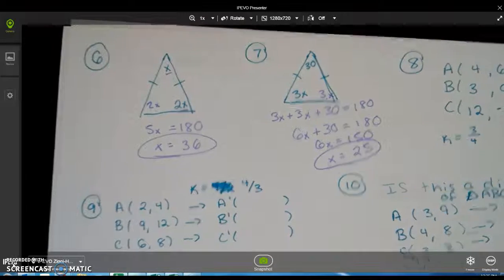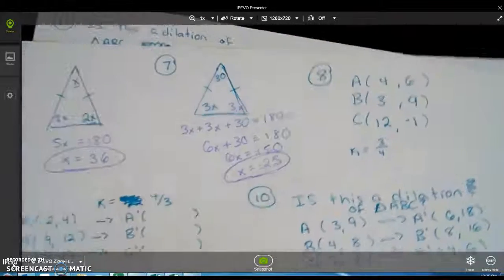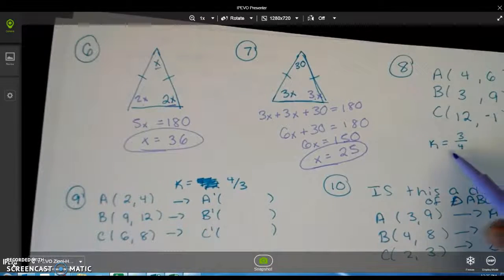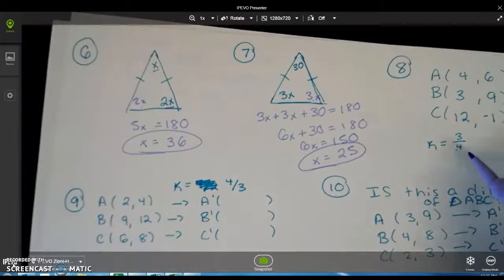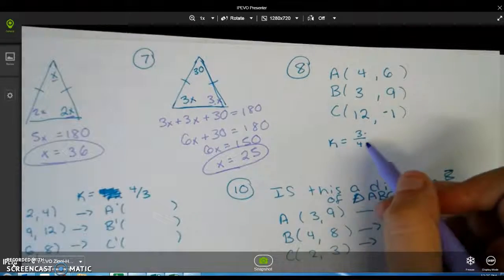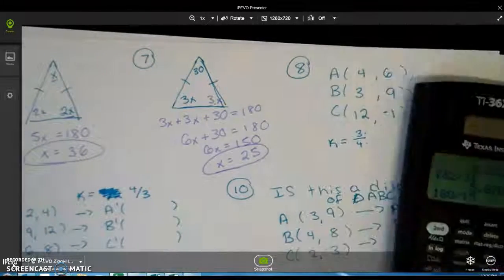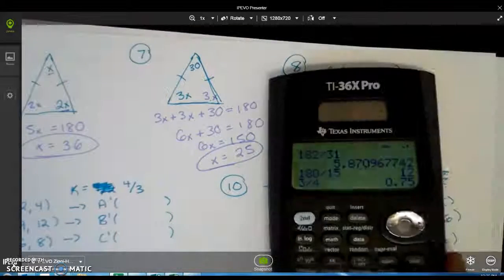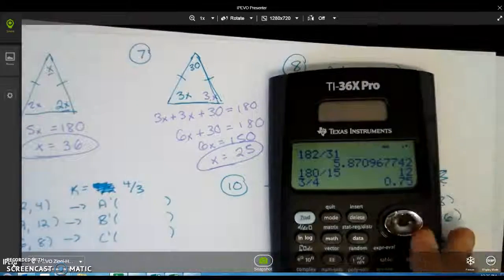Okay, now we're on to dilations. I've got a scale factor of 3/4 here. So is that a reduction or is that an enlargement? Well, this is smaller than this. That means that when I divide it, I have a number that is less than 1, right? That means it's a reduction.